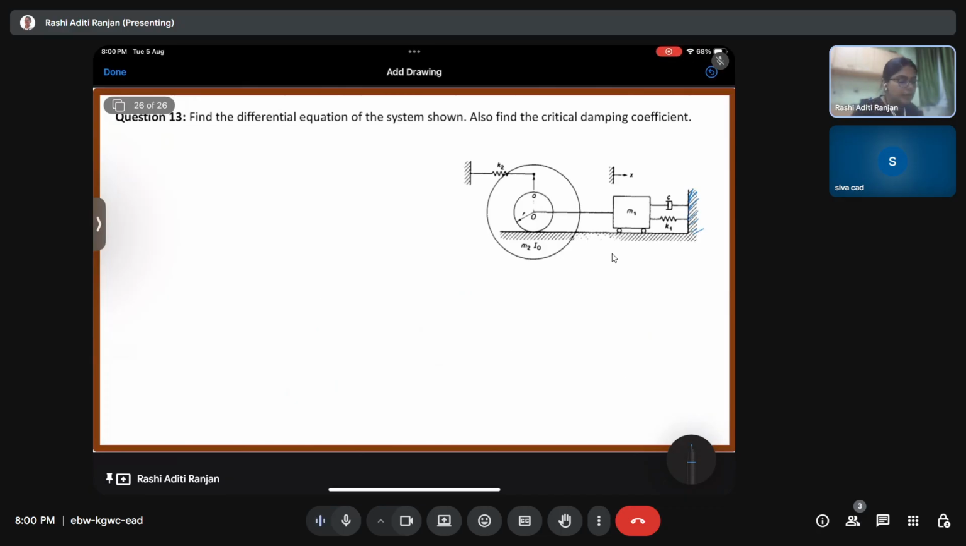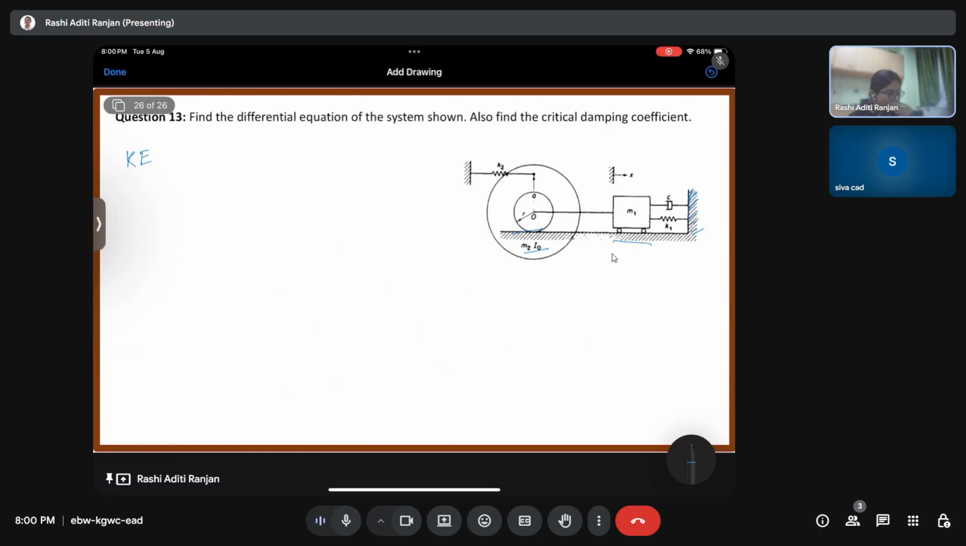Now, if I talk about the kinetic energy, it will be because of M1, then it will be because of M2 and I2. First thing is relating theta with x, right? How would we relate theta with x? So if we consider that there is no slipping happening, in that case we can write x as nothing but r theta, right?